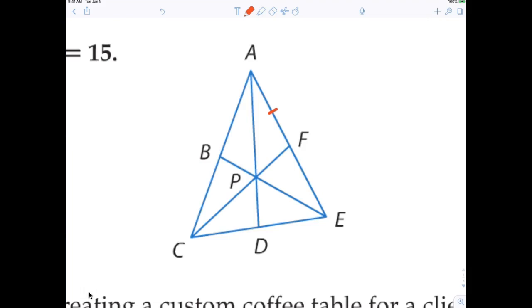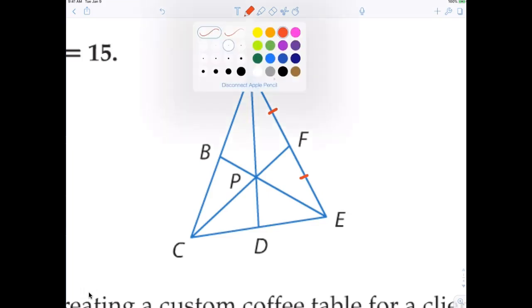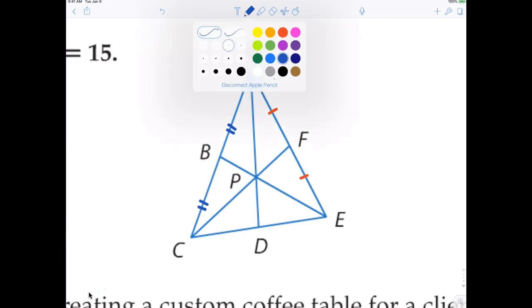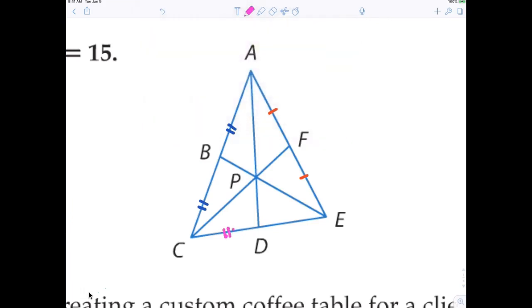AF is congruent to FE. If somebody says it's the centroid, this is how you would be marking it. And then you would mark what? BA is congruent to what? BC. And then finally, you would mark CD is congruent to what? DE. Because they are medians.